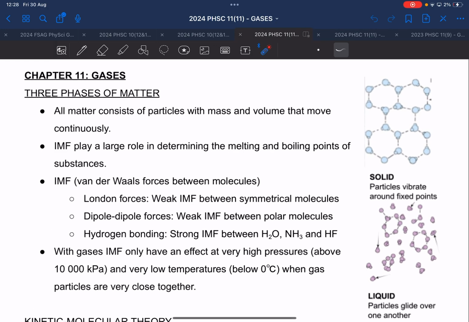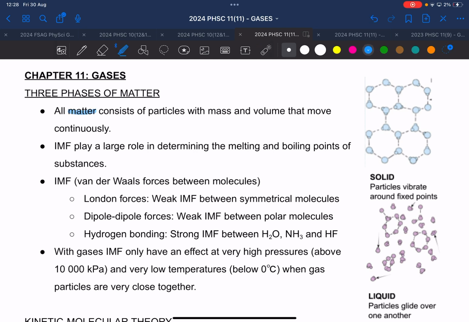Okay. Right. So, acids and bases. First of all, we are going to look at matter. Matter consists of particles that have mass and volume. So everything has mass and volume. And they move continuously. They are constantly moving. And in grade 8, you looked at when it is a solid, it vibrates on the spot. When it's a liquid, it glides over each other. When it's a gas, it's all over the place.